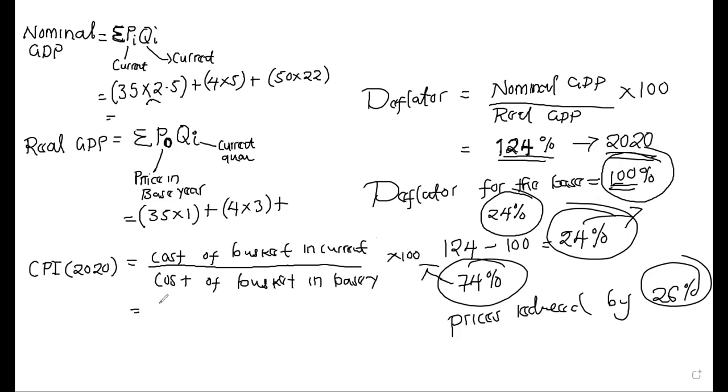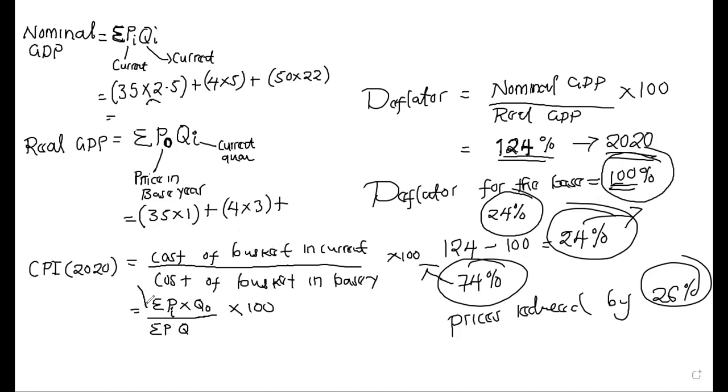Then what you're going to have is, what's the cost? Cost just means price times quantity. So it's just the summation of price times quantity. Here we're going to have the summation of price times quantity. Now this price here, when you're using the CPI, you keep quantities constant, prices current, they change. Okay, then this is the cost of the basket in the base year, then times 100.